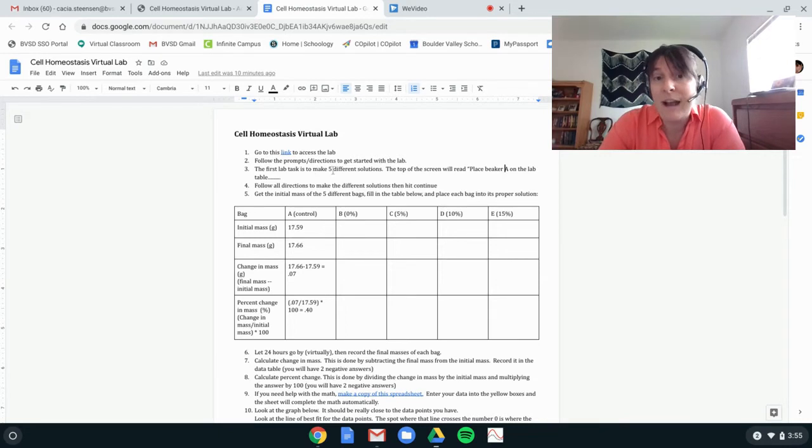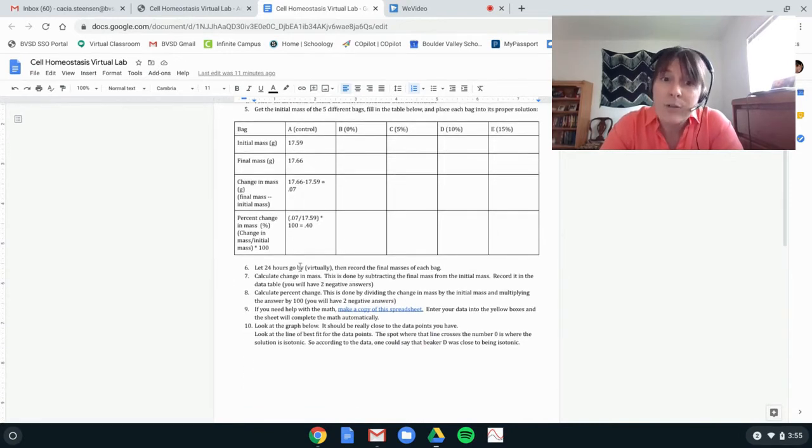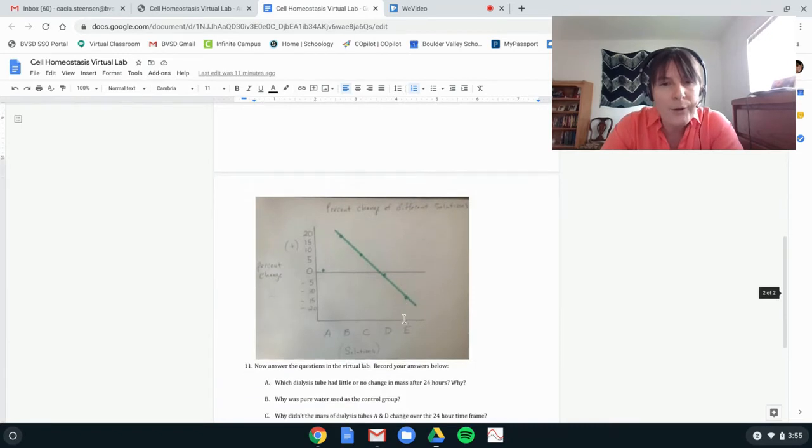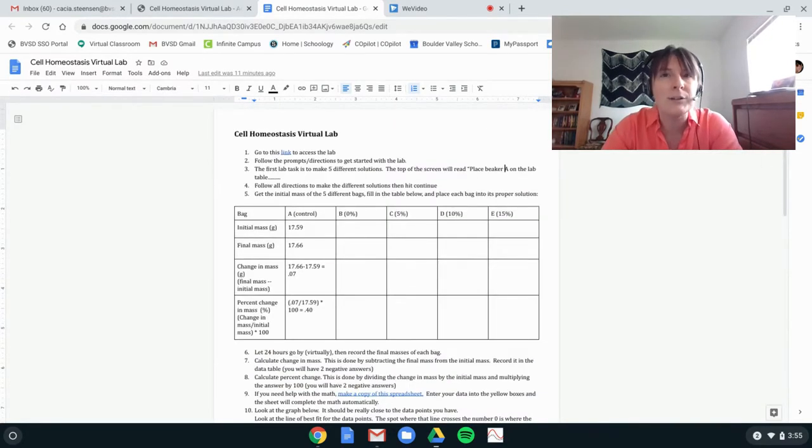I'll start by making 5 different solutions. I'll follow all the directions to make different solutions, then I'll hit continue. I'll get the initial mass of 5 different bags, and I'll fill that in the data table below. Then I'll let 24 hours go by and record the final mass of each bag. I'll calculate 2 things, change in mass and percent change. And there's a chance to get some help with math if I need it. Then I'll look at this graph below and answer several questions about the lab. So that's what I will do.